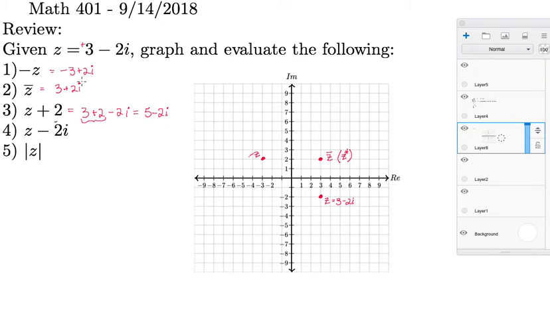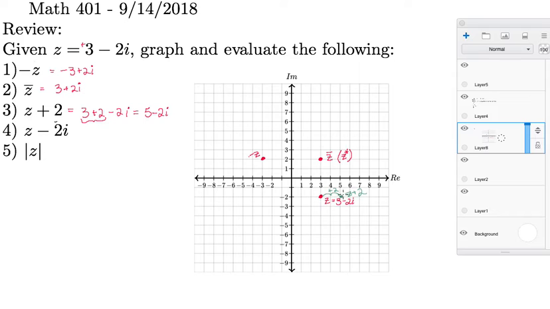This is the same as taking Z and moving it 2 units to the right. So where's Z? Z is right here. We're going to move it 2 units to the right. Let's count 1, 2. If we move it 2 units to the right, this is plus 2. We are now at this point, and we name this point Z plus 2.